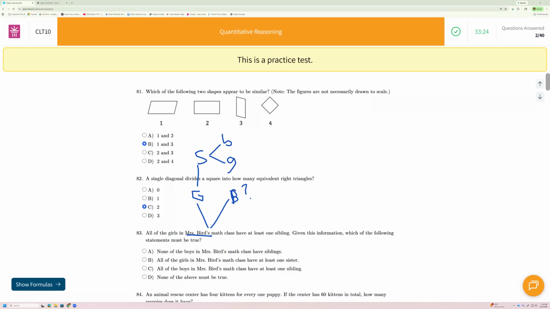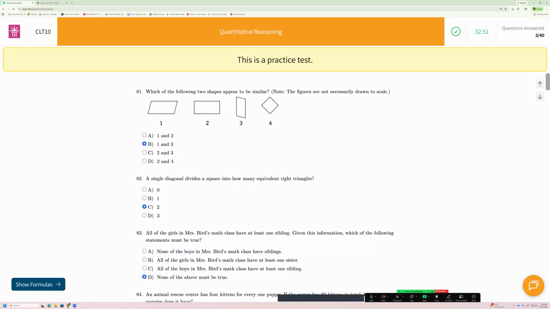This is a B. We don't know. So none of the boys, we don't know anything about the boys. All the girls have at least one sister. We don't know if it's a sister, so no. All of the boys, again, we don't know anything about the boys. So none of the above must be true. That's the only possible answer that makes sense according to the information given to us. So let me erase and let me choose none of the above.